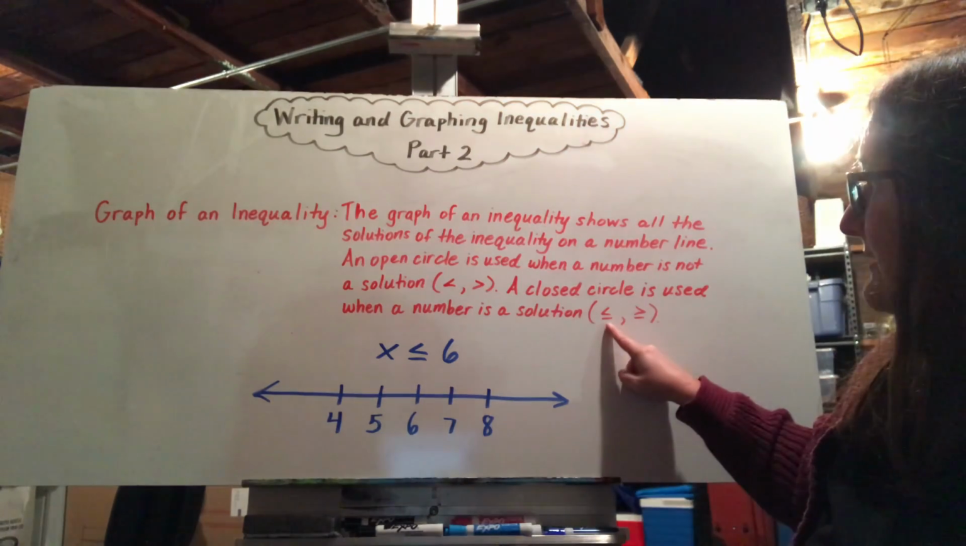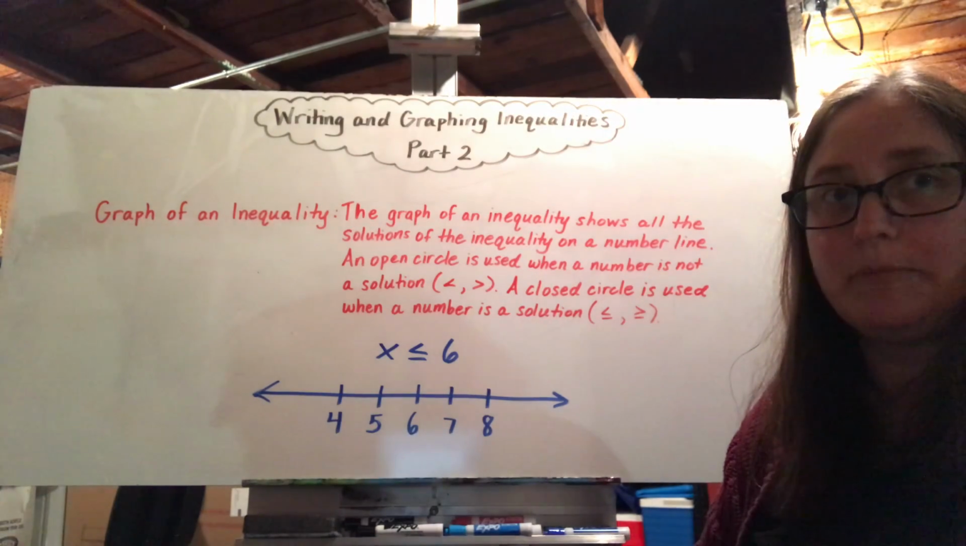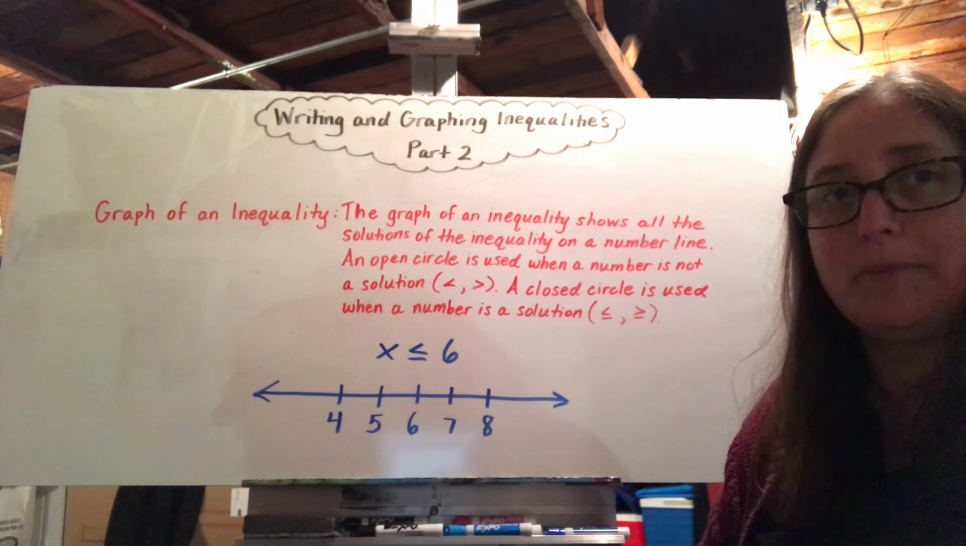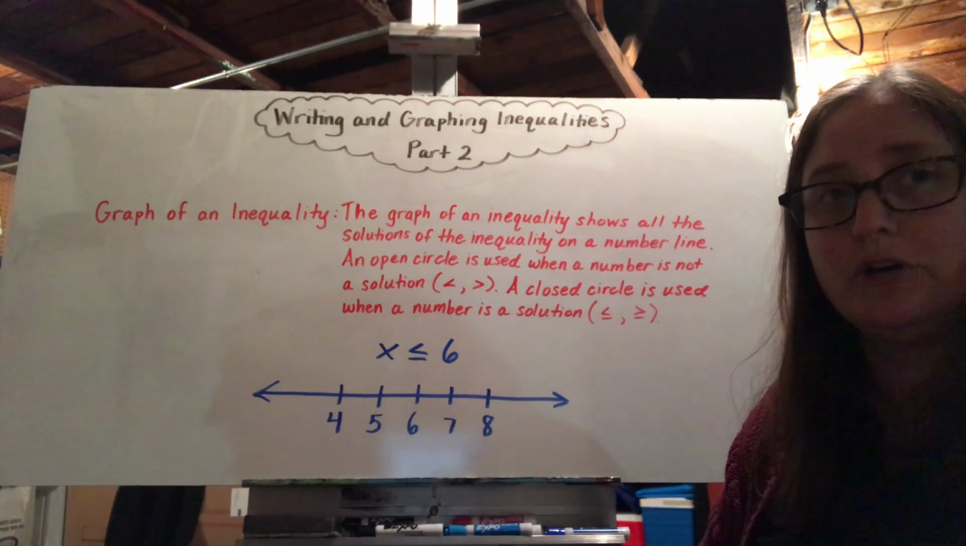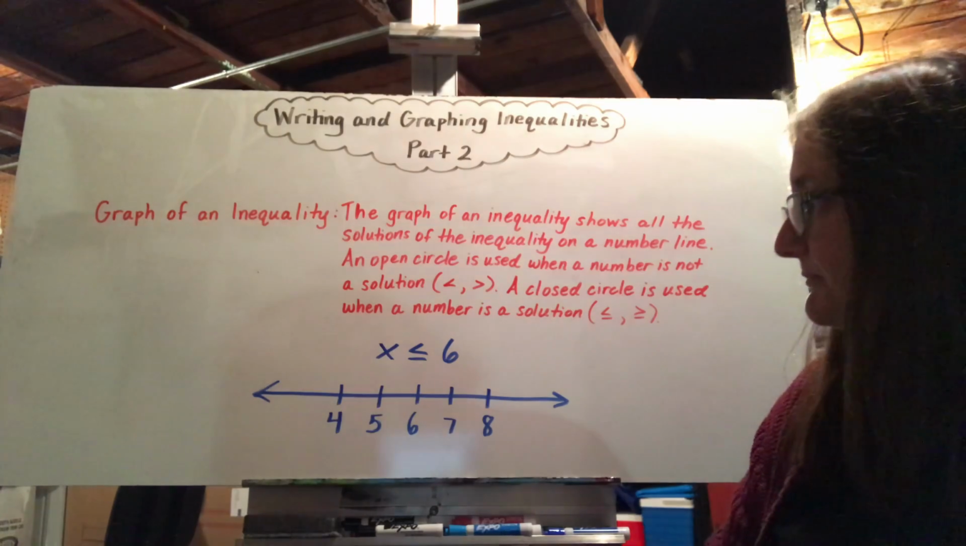When we have a less than or equal to or a greater than or equal to sign, we use a closed circle, because in that case, the number we're comparing our variable to actually could be a potential solution. So let's see how this works.